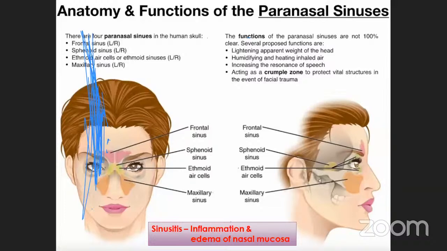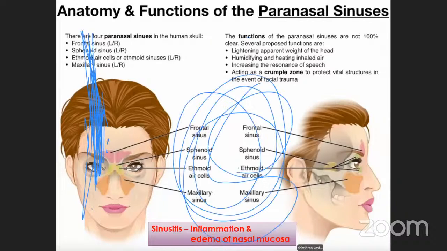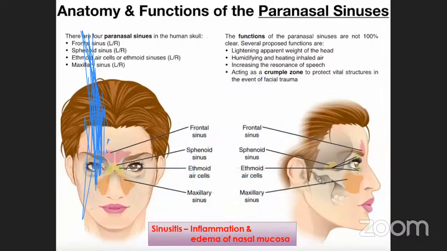Now the sinusitis, this term you have heard. Then what is sinusitis? Sinusitis means nothing but inflammation. The cause of the inflammation is edema of the nasal mucosa. So there will be inflammation in the sinuses and there will be pain. So this is called sinusitis.